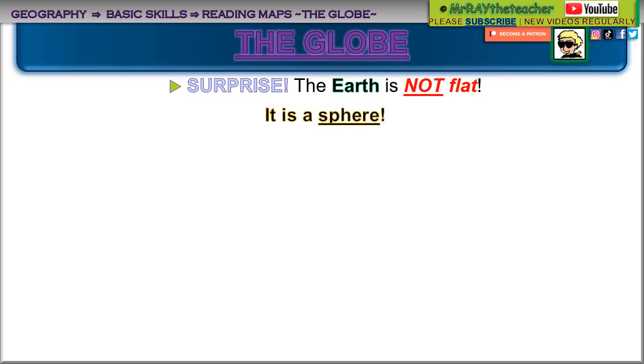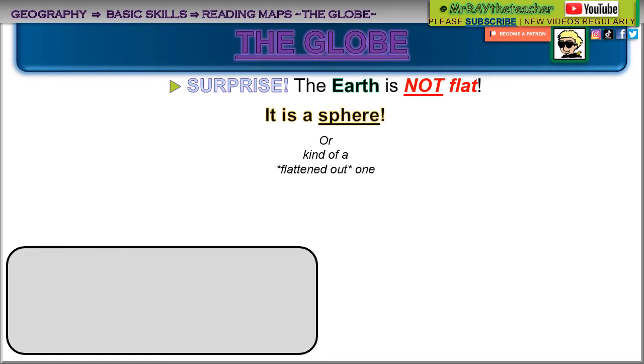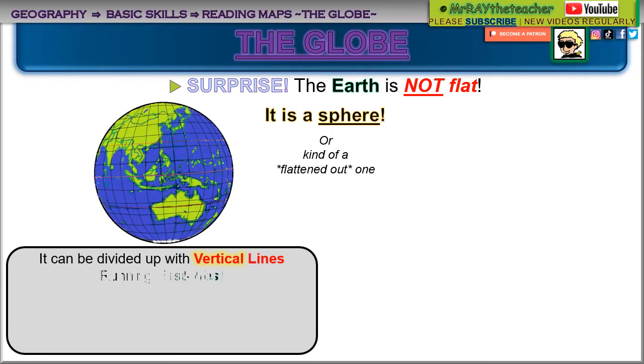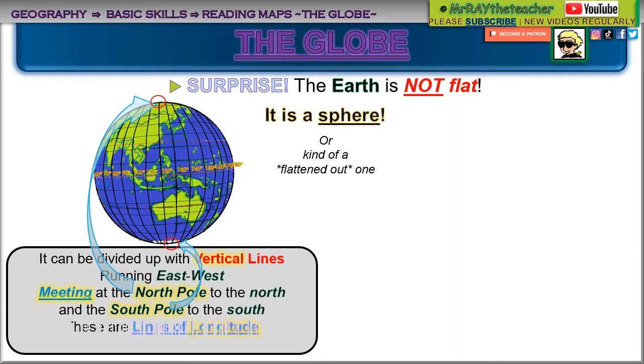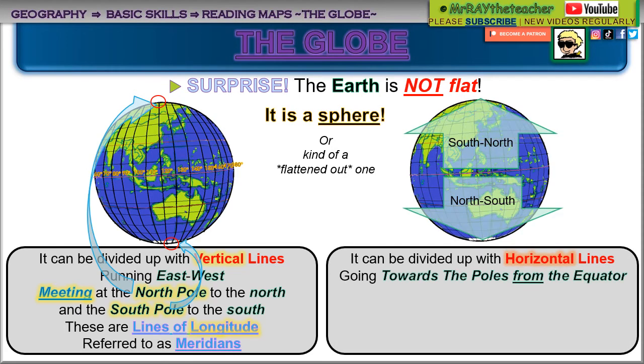So let's get started. The globe. Surprise, the Earth is not flat, it's a sphere, or kind of flattened out one. So it can be divided up into vertical lines running east-west. So there you go, an east-west direction. And with that one, we'll just put some numbers on here in the middle. And they meet at the North Pole to the north and the South Pole to the south. And these are lines of longitude, also referred to as meridians.